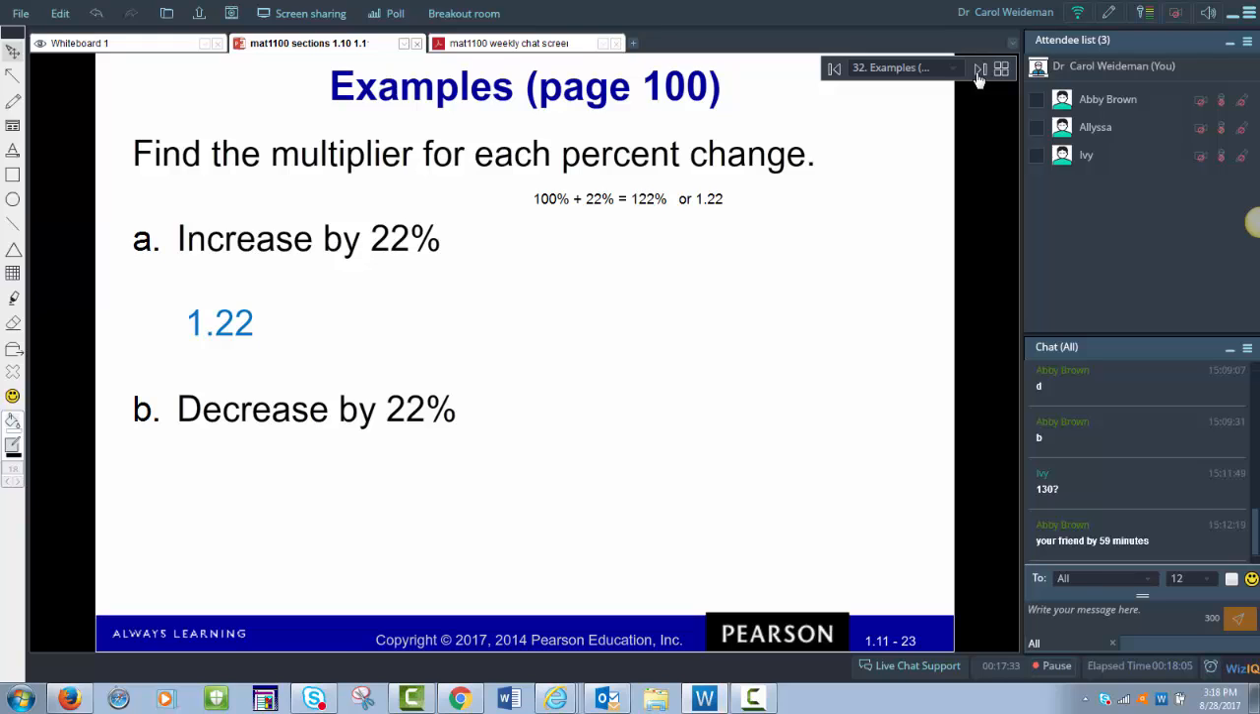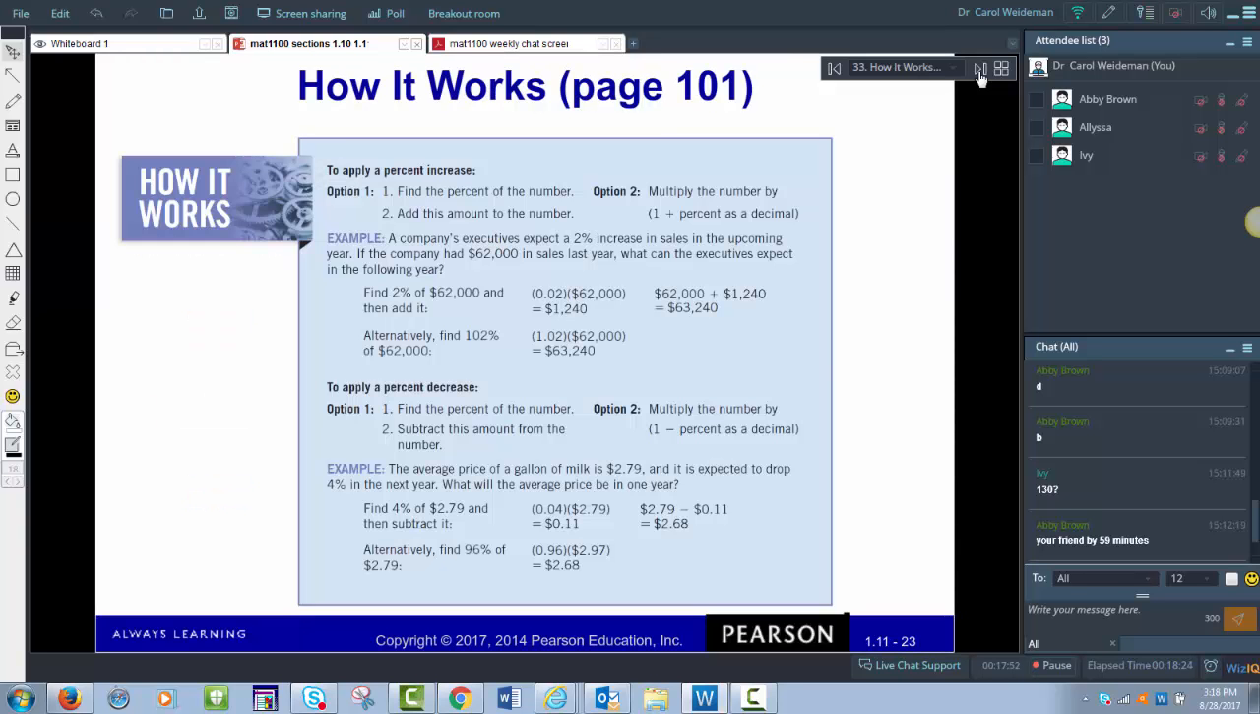How about if I wanted to decrease by 22%? All right, so I started at 100%. I took away 22%. So what's left is 78%, and my multiplier is 0.78. All right. And again, here's a block on 101 that shows you the 2 different ways to work a problem with the 2 steps or with the 1 step. And I'm going to say, if you can learn to use the multipliers, it will save you a little bit of time, but you can certainly do it by the 2 step.